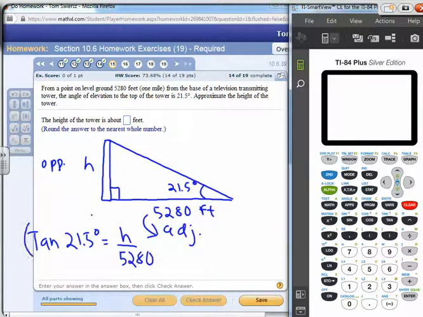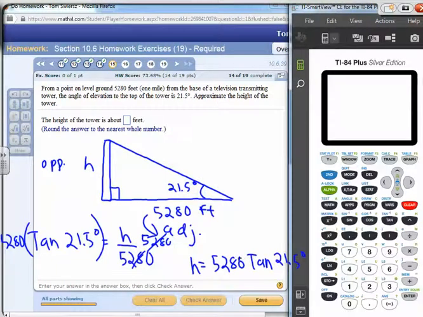5,280 feet. So multiply both sides by 5,280. Then these will cancel, so you'll get H is equal to 5,280 times the tangent of 21.5 degrees. And that will be this side H, which corresponds to the height of the tower. Okay, so we'll put that into our calculator. That's 5,280 times the tangent of 21.5 degrees.